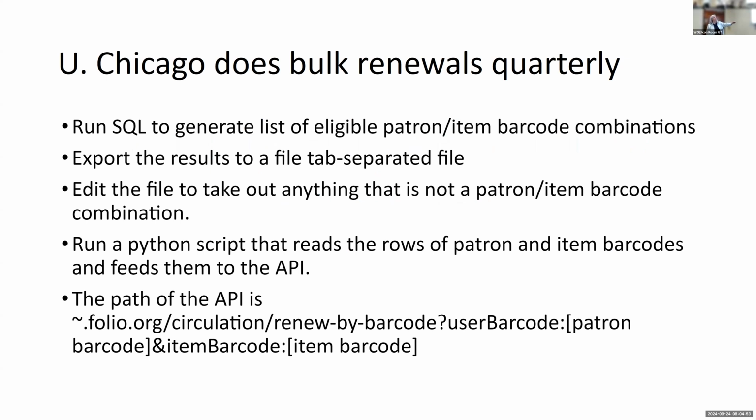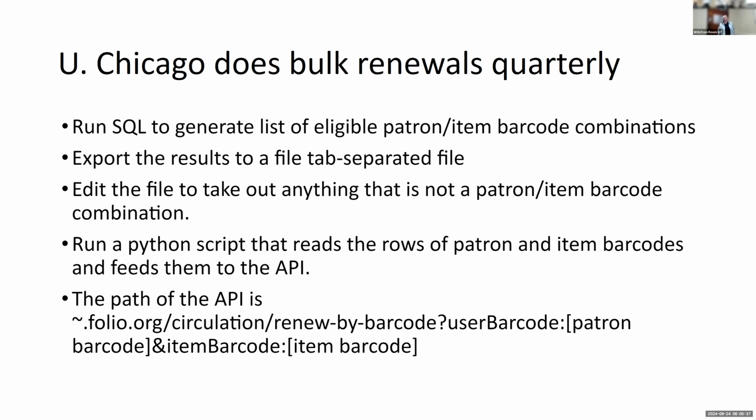and this is essentially the process. We run an SQL statement, typically against our MetaDB, to get a list of eligible patron and item barcode combinations. The way it's written, all we really have to do is plug in a few dates. We replace a few dates, and then it will give us this combination. And we just export the results into a tab separated file. And then you edit the file to take out anything that is not a patron or item barcode. That new line at the end, take it out. Those headers at the beginning, take them out.